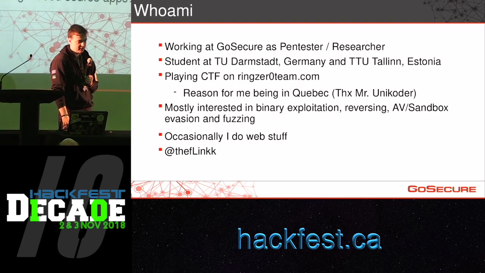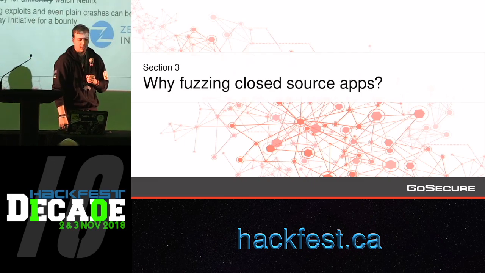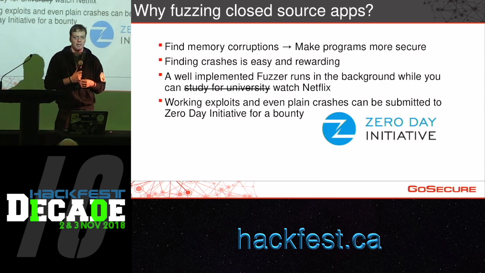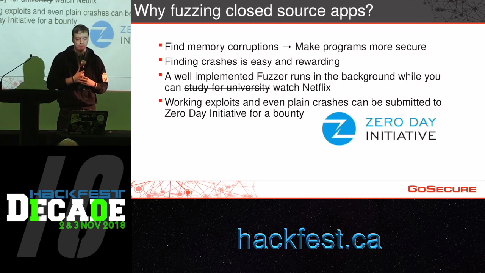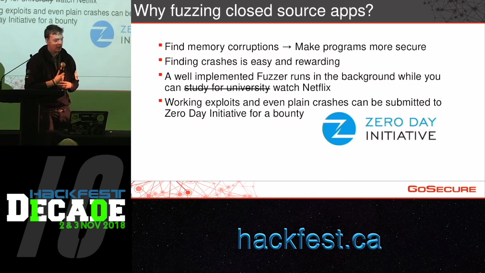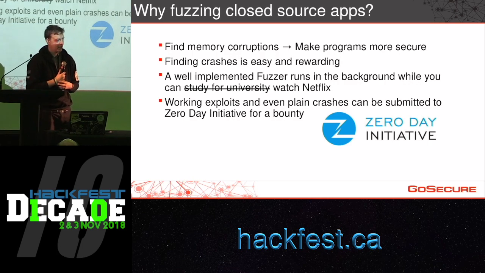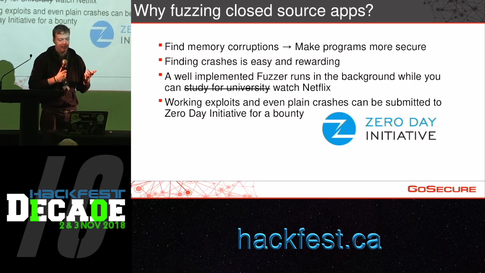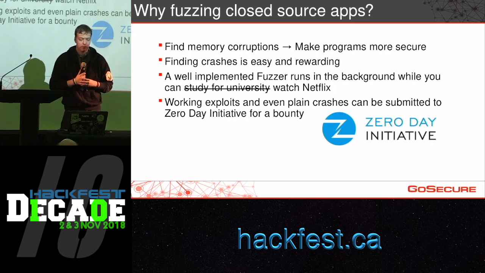But let us first start with the question: what is the intention behind fuzzing closed-source applications? The main, or the most honorable, intention would be that we want to find memory corruptions in order to make programs that are widely used more secure. The more corruptions we find, the less likely the program is going to be exploited. I guess that's obvious. At the same time, finding crashes is as easy as it is rewarding, and I find it quite rewarding to find crashes in applications of major vendors such as Foxit Reader or Adobe. And actually, I was surprised how easy it is to find crashes in there.